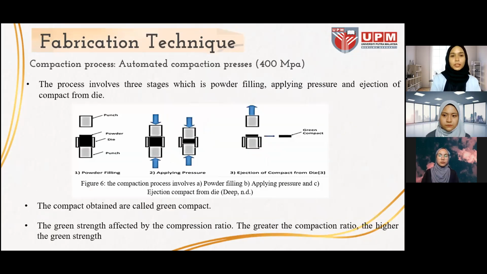For the compression process, we use automatic compression presses at 400 MPa. This process involves 3 stages, which are powder filling, applying pressure, and ejection of the compact from the die. Figure 6 shows all the 3 steps involved. The compacts obtained are called green compacts. The green strength is affected by the compression ratio. The greater the compression ratio, the higher the green strength. Next.